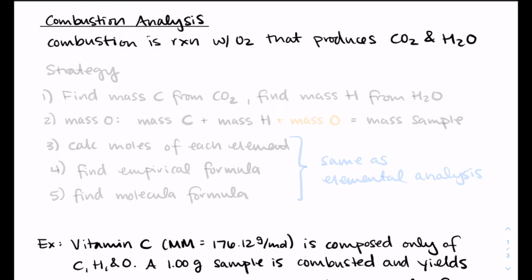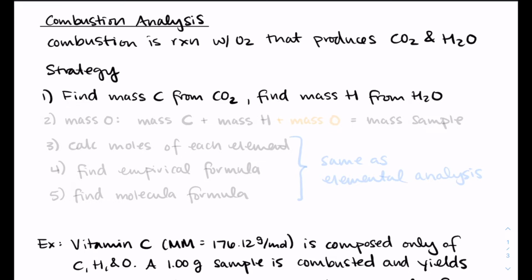What's different here is that combustion is a reaction with oxygen gas, so O2, and the products are CO2 and H2O, assuming that you only have carbon, hydrogen, and oxygen in your sample. We'll see some that are a little more complicated later on. So with this reaction, we take the sample in, we burn it, we collect the carbon dioxide and water, and the amount that we get depends on the amount that was in the sample that we combusted to begin with.